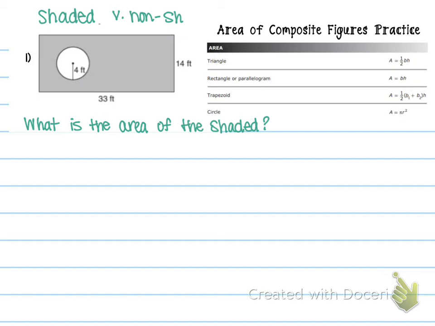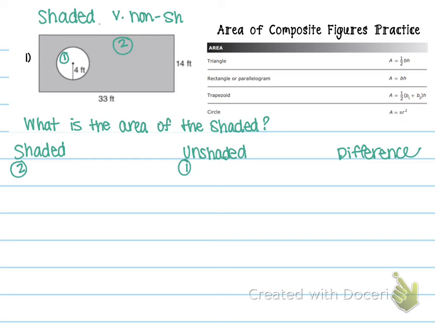So if we notice in figure 1, that's a circle, and then in figure 2, that's a rectangle. What's the area of the shaded? So that means that we're going to find shaded. So write this down. Shaded is our second figure. Then we're going to do unshaded. That's our first figure. And then difference. So anytime it asks us to find, it's very rarely, if ever, going to ask you to find the non-shaded.